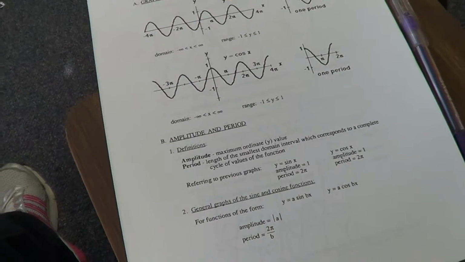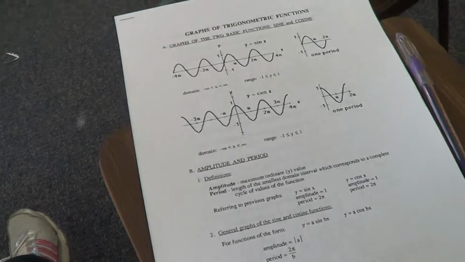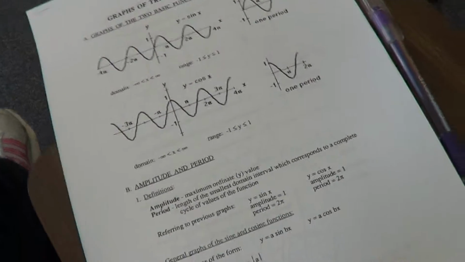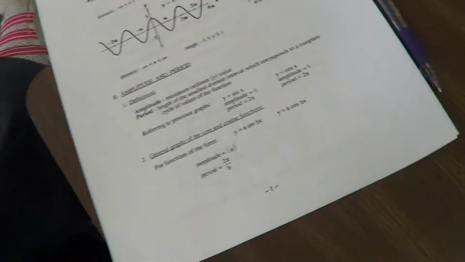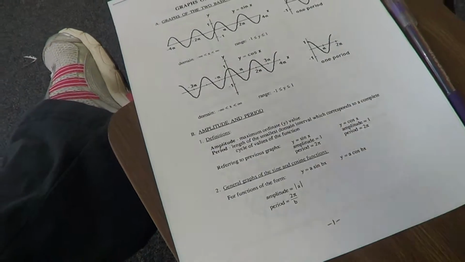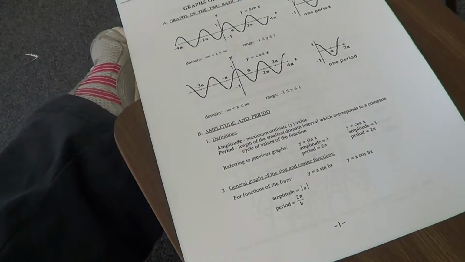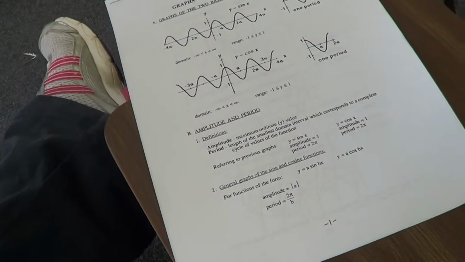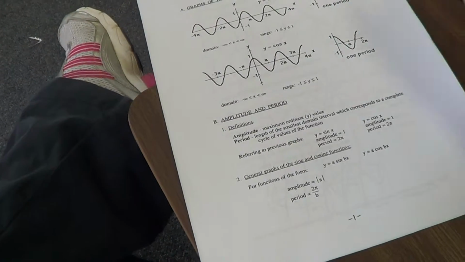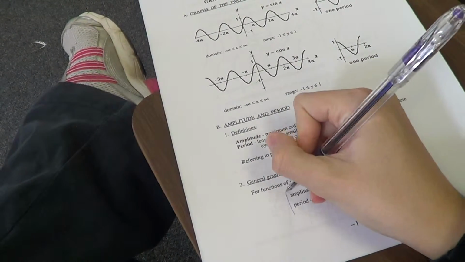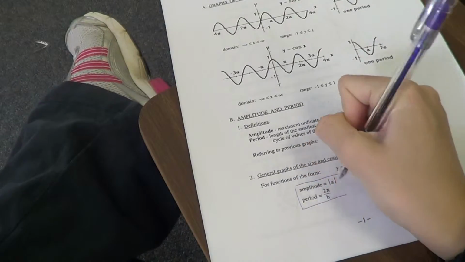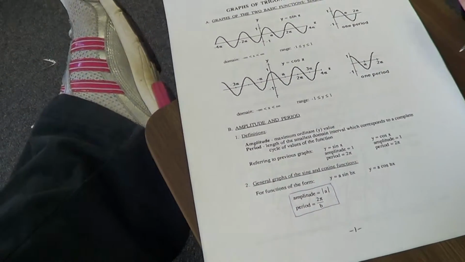The period is going to be 2 pi divided by b. If you look at those basic functions, b is the number right in front of the x, or on your worksheet, I think it's a theta. If there's a number directly in front of the variable, that's the b, and to find the period we take 2 pi and divide by that. Right? Mm-hmm. Okay.